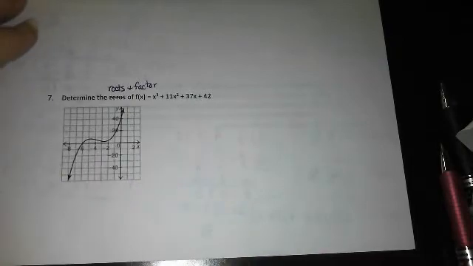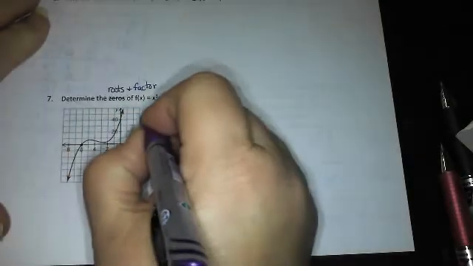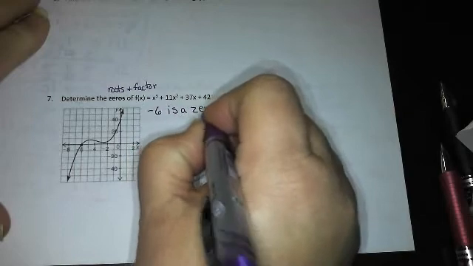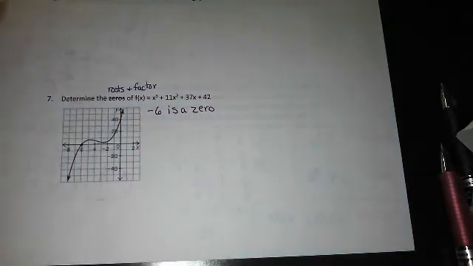But look at the graph. Can the graph help me answer this? Where's my first 0? Negative 6. So negative 6 is a 0. Are there any other zeros? So what does that tell me about my other two roots? They're imaginary. Do you remember that imaginary roots come in pairs?